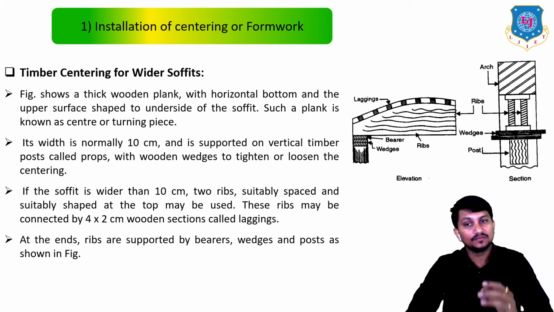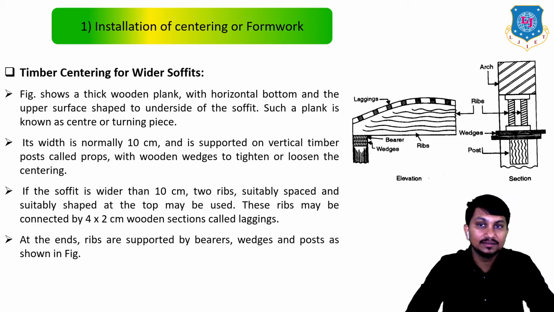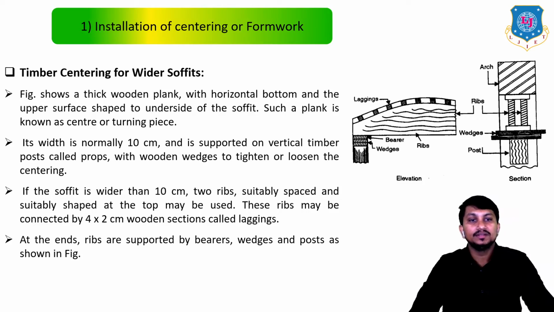If the soffit is wider than 10 cm, two ribs suitably spaced and suitably shaped at top may be used. These ribs may be connected by 4 by 2 cm wooden sections called leggings. At the ends, ribs are supported by bearers, wedges and posts as shown in this figure. You can clearly see the elevation and section of this timber centering for the wider soffits.